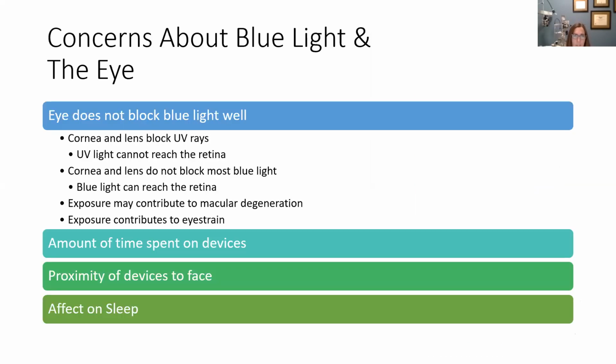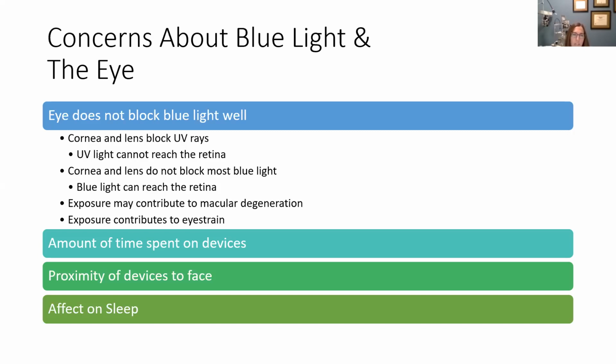So why is there concern about blue light and the eye? Well, your eye does not block blue light very well. The cornea and your lens do block a lot of UV naturally, so they prevent that UV light from reaching the back of your eye. Glasses lenses do have UV protection, and a lot of that protection has to do with protecting the delicate skin around your eyes, because internally your eye does block UV. The cornea and the lens, though, really do not block blue light.